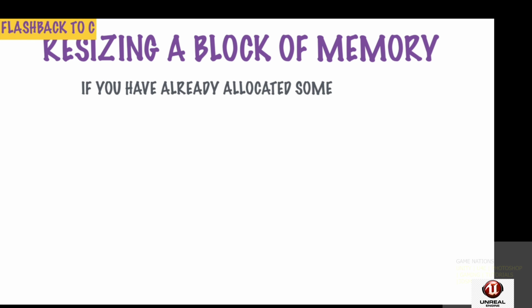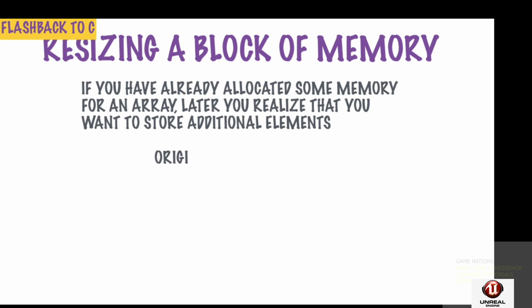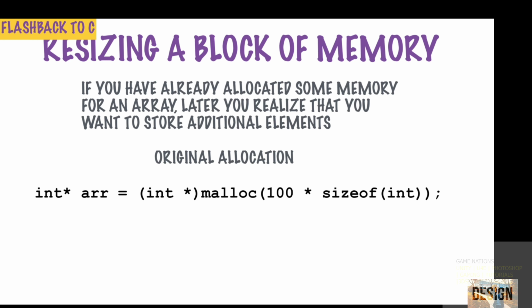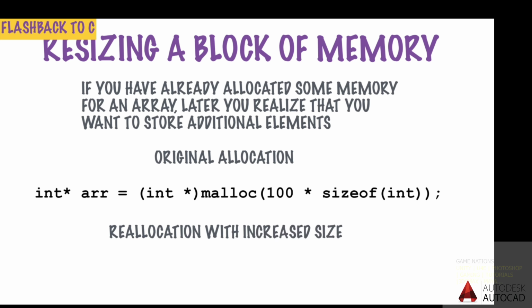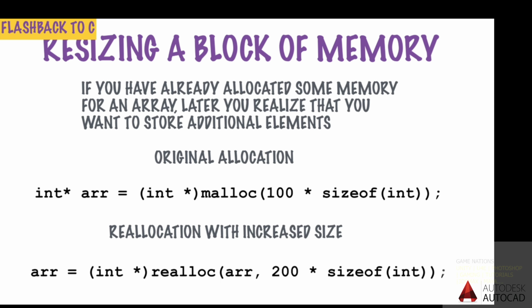C also lets you change your mind about how long an array is going to be and allows you to make it even longer, that is, increase the number of elements. If you originally allocated space for 100 elements where each of those elements were an integer, this is how you did it. Say you did it using malloc, and now you realize that instead of 100 integers, you want to store 200 integers. You could use realloc to increase the size of that array, as you can see on screen.